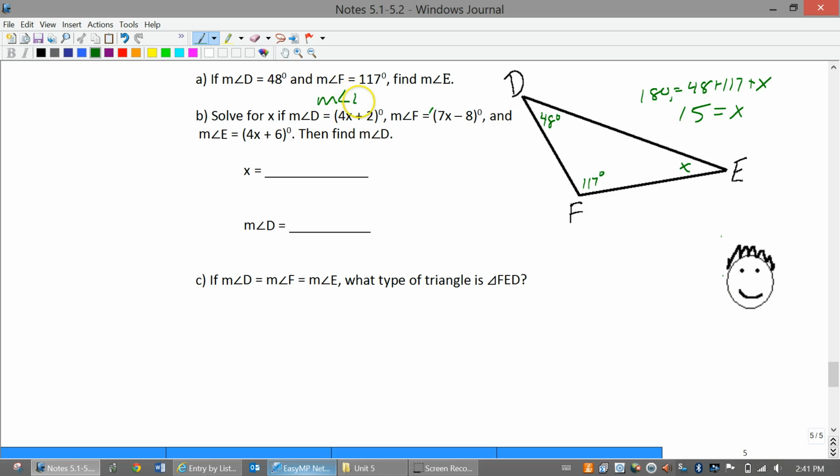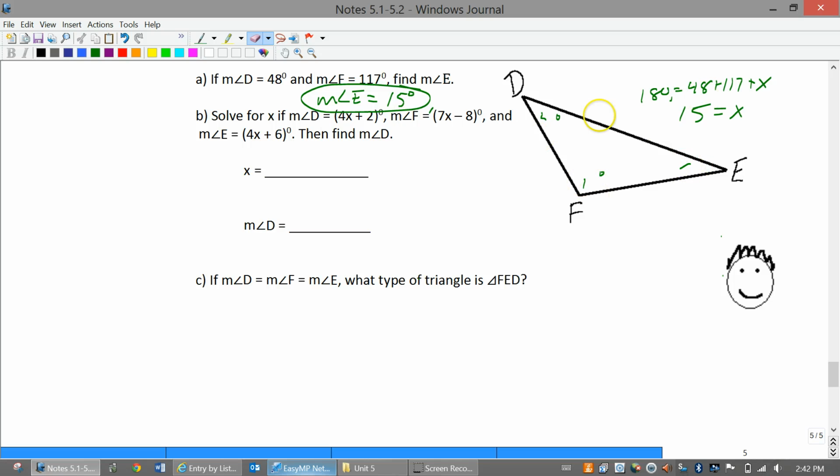So the question isn't what is the measure of X or the value of X. The question is what's the measure of angle E. So we need to state that as our final answer. The measure of angle E is 15 degrees. Since it's the measure of an angle, we need to say degrees. We can do the second question.